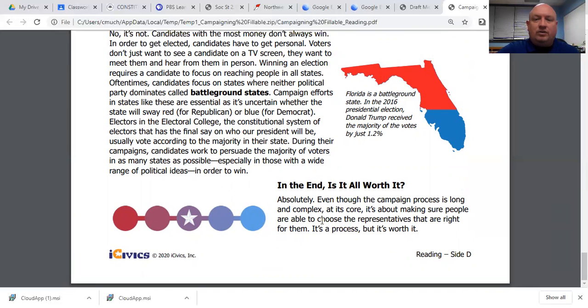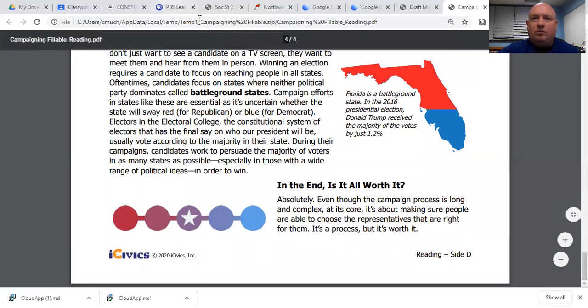In the end, is it all worth it? Absolutely. Even though the campaign process is long and complex, at its core, it's about making sure people are able to choose the representatives that are right for them. It's a process, but it's worth it.